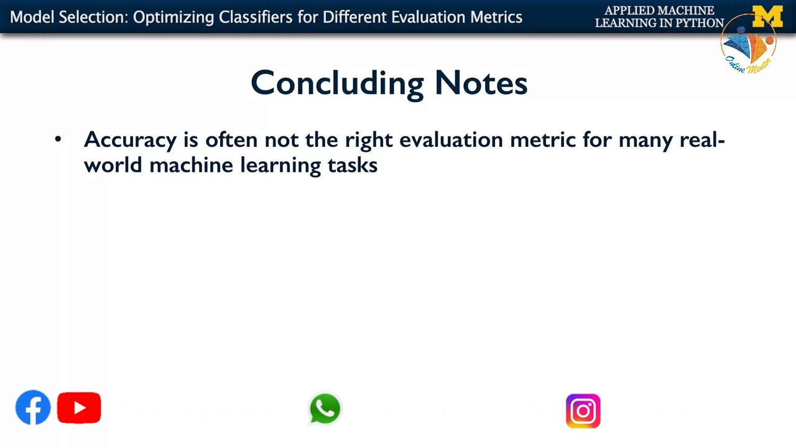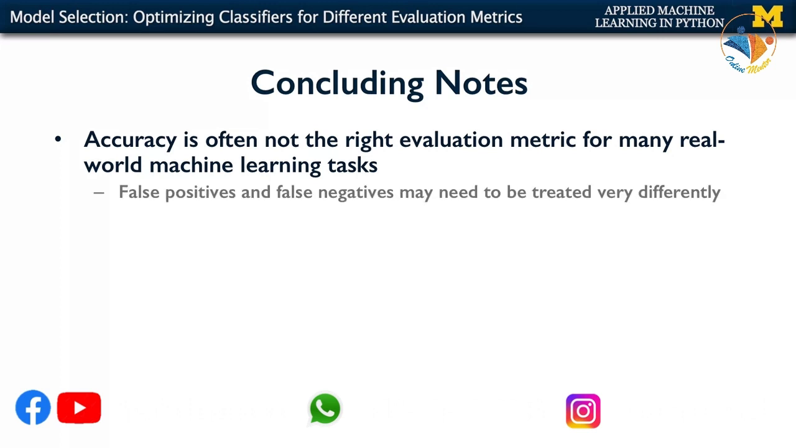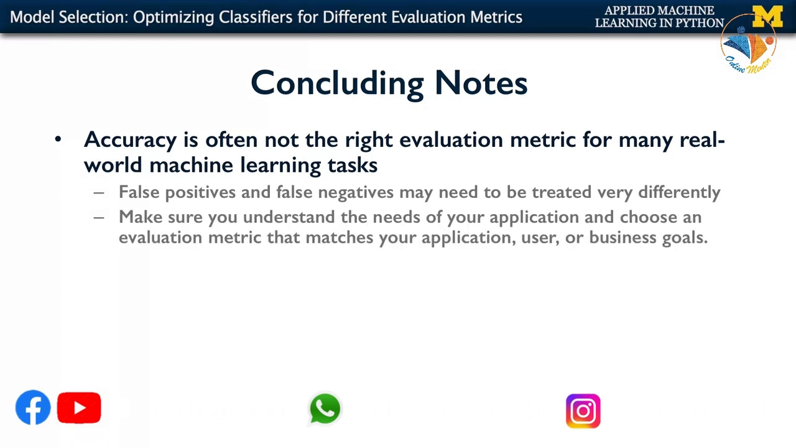First, simple accuracy may not often be the right goal for your particular machine learning application. As we saw, for example, with tumor detection or credit card fraud, false positives and false negatives might have very different real-world effects for users or for organization outcomes. So it's important to select an evaluation metric that reflects those user, application, or business needs.